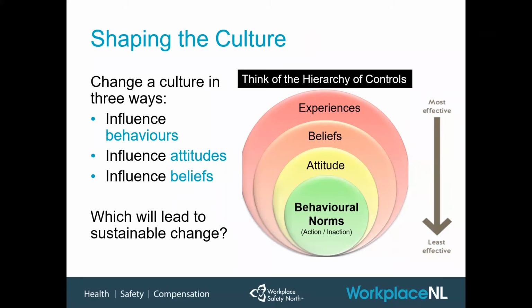If I can challenge the individuals to think of the hierarchy of controls when looking at this model and asking the question, which will lead to sustainable change when we're talking about changing a culture? You can influence the behavior, you can influence an attitude, or you can influence a belief. Which one of those methods will be most effective?